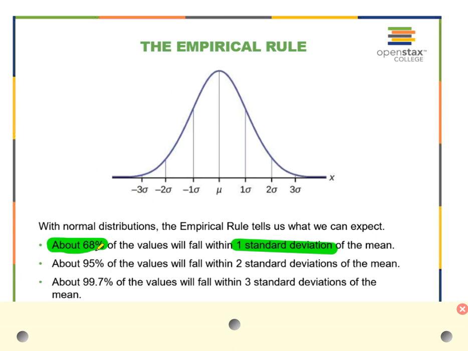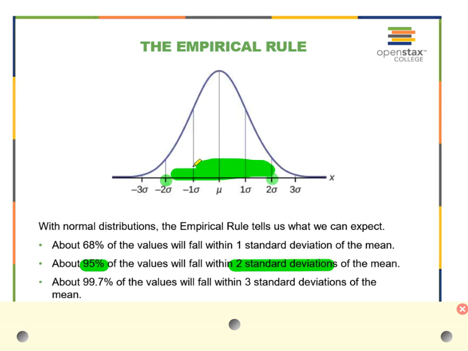Okay, then we have that 95% we could expect to fall within two standard deviations of the mean. So from here to here, all the area under the curve in between those two values would have an area of 0.95 approximately. Okay, so we can expect that as an estimate. And finally, 99.7% would fall between three standard deviations.